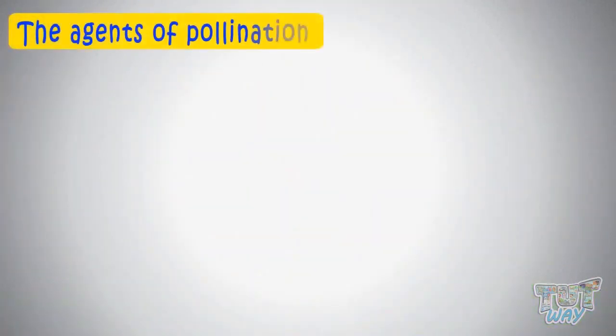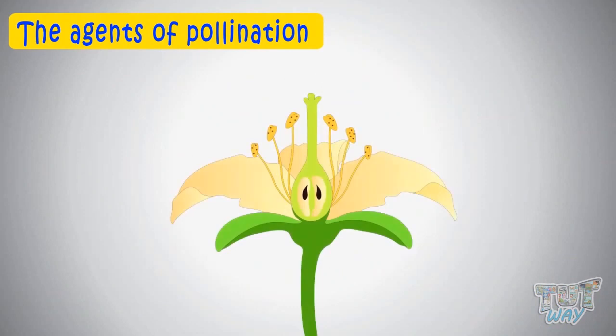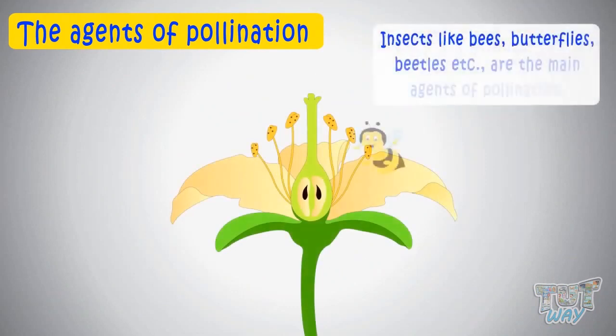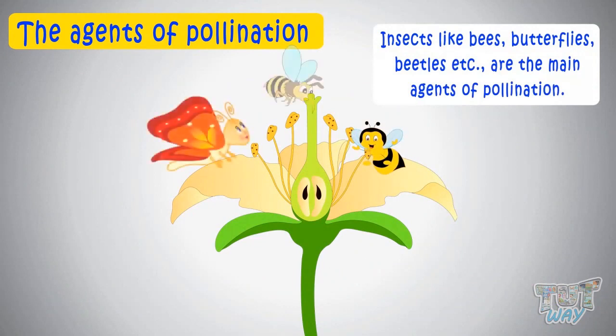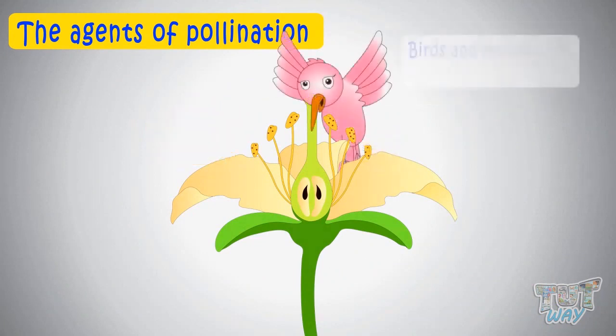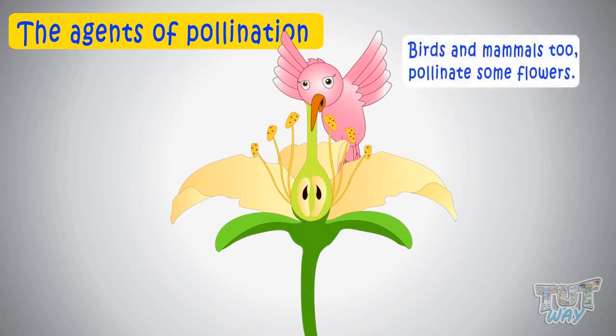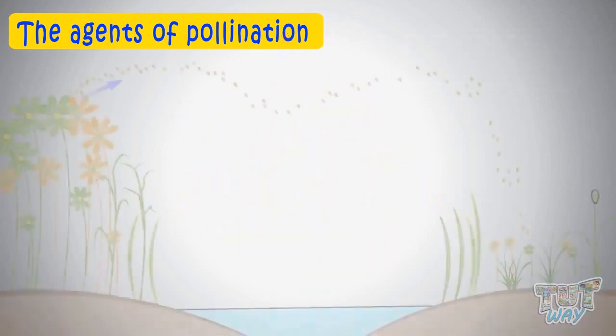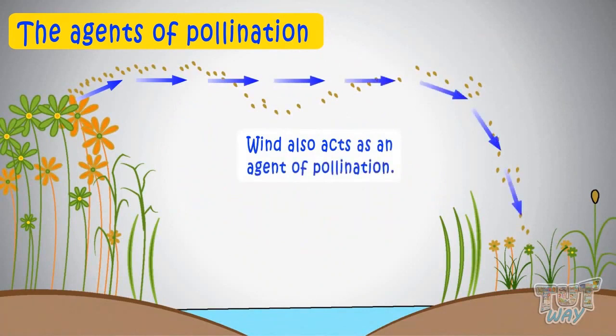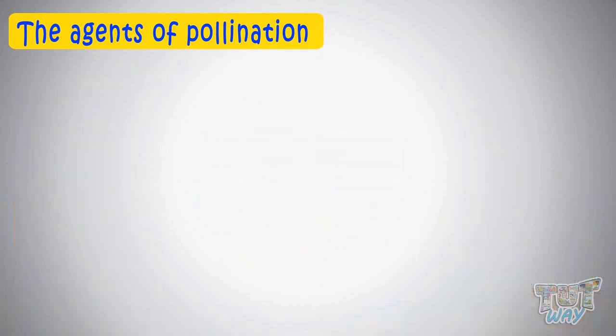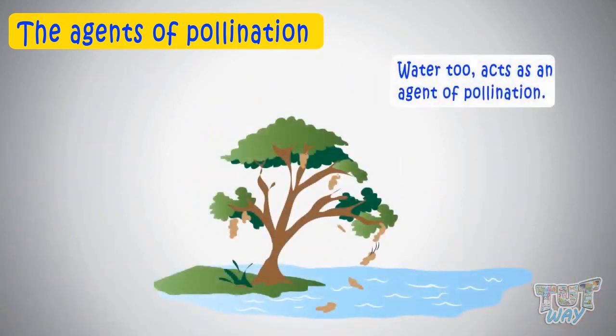Now we will learn about different agents of pollination. Insects like bees, butterflies, beetles, etc. are the main agents of pollination. Birds and mammals too pollinate some flowers. Wind also acts as an agent of pollination. Water too acts as an agent of pollination.